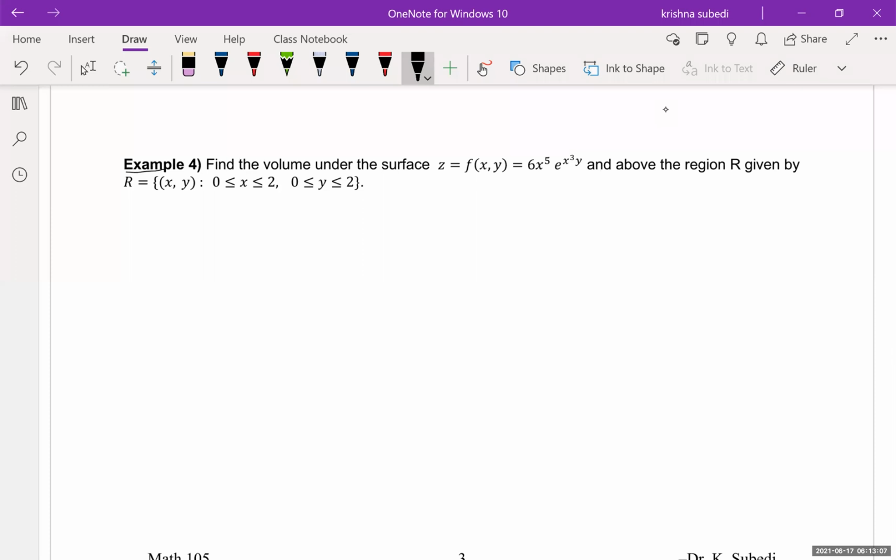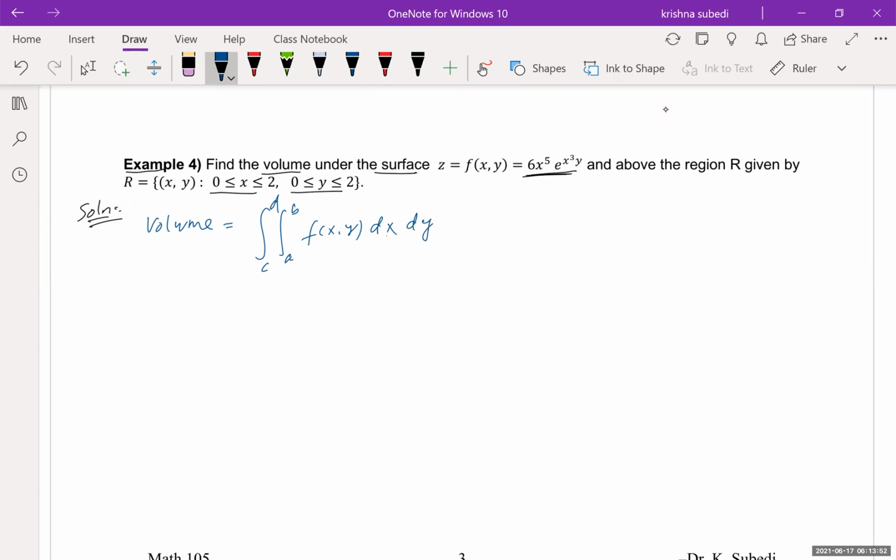So in example 4, we are asked to find the volume under the surface f of x, y, which is given by this function, and above the region R, where the region of integration is given by x from 0 to 2 and y from 0 to 2. The volume will be, we know that volume is a double integral, a to b, c to d, f of x, y dx dy.